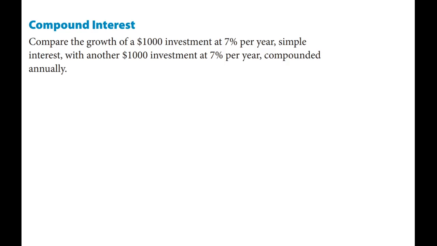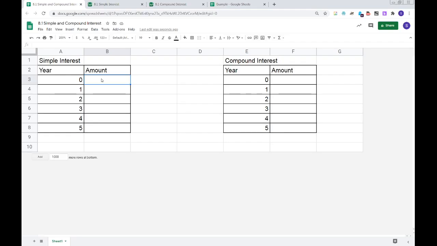Let's say you had $1,000 and you invested it at 7% per year simple interest versus investing that $1,000 at 7% per year compounded. Let's look at that example. So if we're using simple interest, we start off with $1,000 at time zero. So that's like the first day we walk to the bank and we put in $1,000.